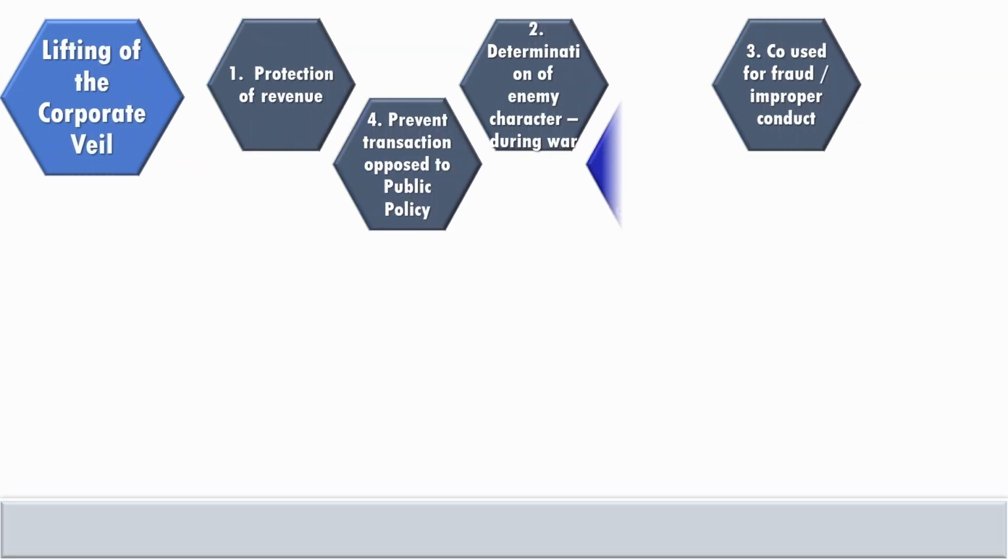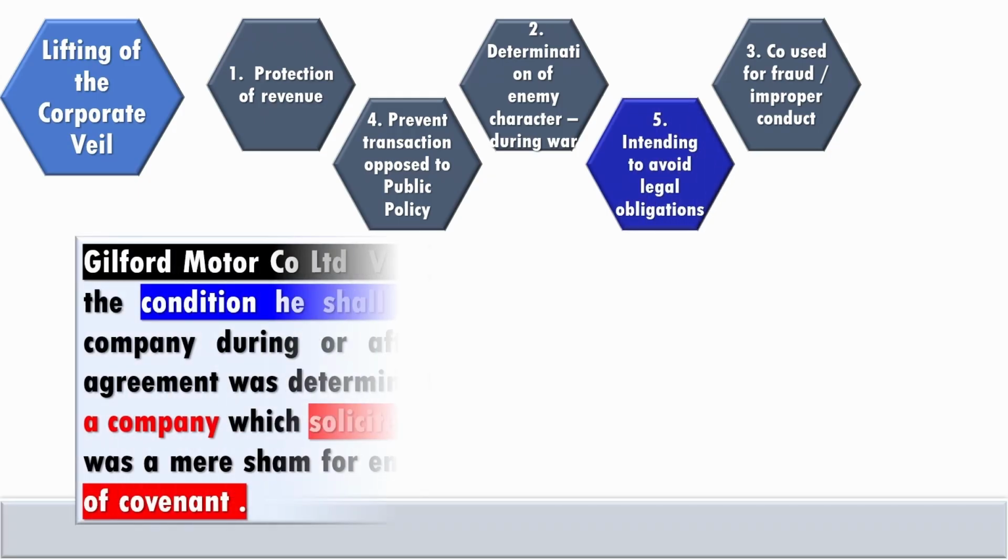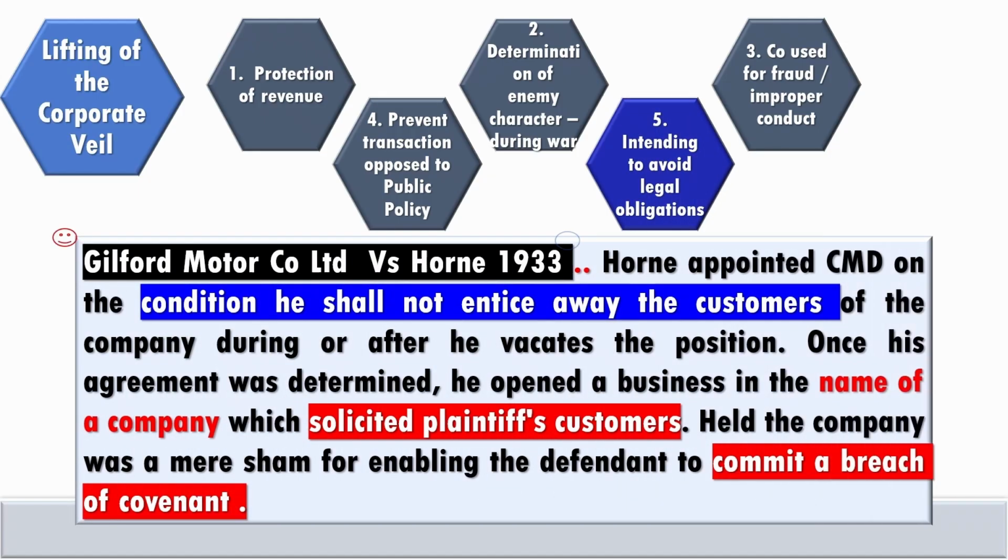Any transaction that highlights an attempt to avoid legal obligations, courts prefer to find out who is behind the corporate veil. It happened in the case of Gilford Motor Company Limited, where Horne, a person appointed with an undertaking that he will not entice away the customers and staff of his employer when he leaves service, formed a separate company and through that company violated this condition. Courts ignored the company which he had floated and identified Horne to be the responsible person by lifting the corporate veil.